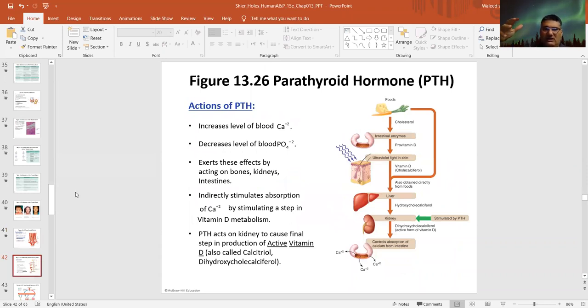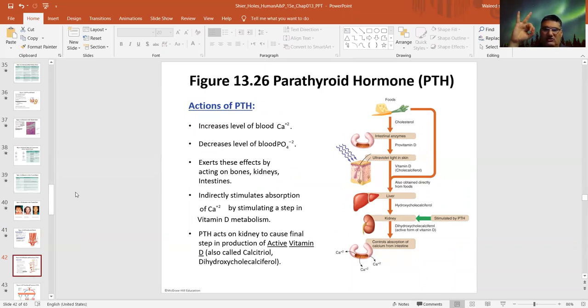How are you going to increase calcium? And if calcium goes up, phosphate is going to go down, because even though you absorb them together, when the level of calcium increases, the phosphate is going to decrease. How is that going to happen? The parathyroid hormone is going to work on the following.